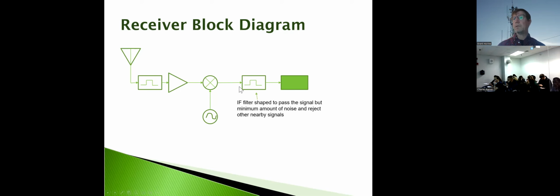Now we will do some more precise filtering. This filter at the beginning of the receiver is just trying to do kind of a quick and dirty job of getting rid of the interferers. This one here now is going to be designed to pass your signal and only your signal, and reject all the other signals.